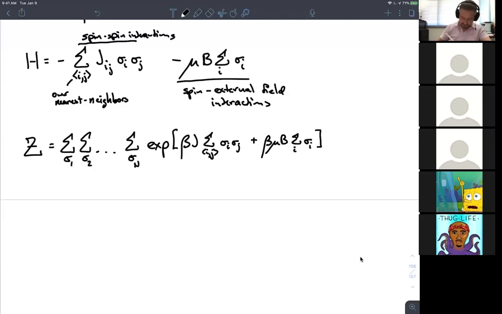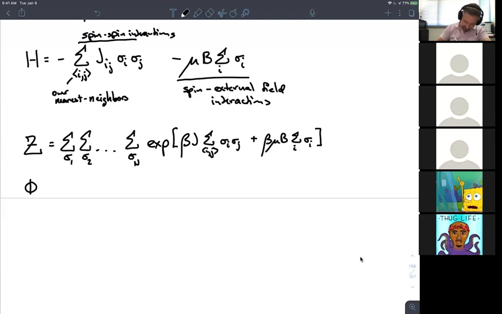Then once you have the partition function, you can calculate the free energy. And the free energy is just minus inverse beta log Z. Okay, and then once you have the free energy, you just start taking derivatives in order to calculate expectation values of your system. All right.